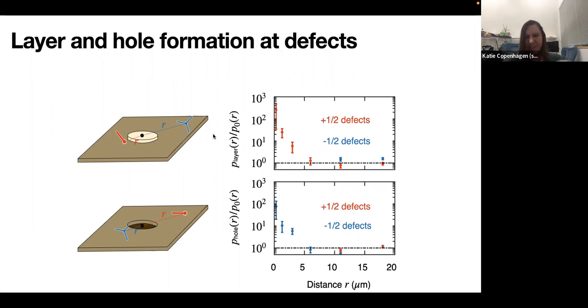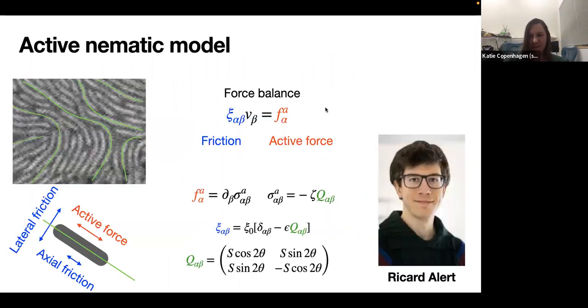Okay, so we've shown that there's a very strong connection between positive defects and layers and negative defects and holes. So we went to our friends in the theory department, and Ricard did all of these calculations and modeling for us to try to understand what forces might be occurring inside of the monolayer to drive this process of layers forming at positive defects and holes at negative.